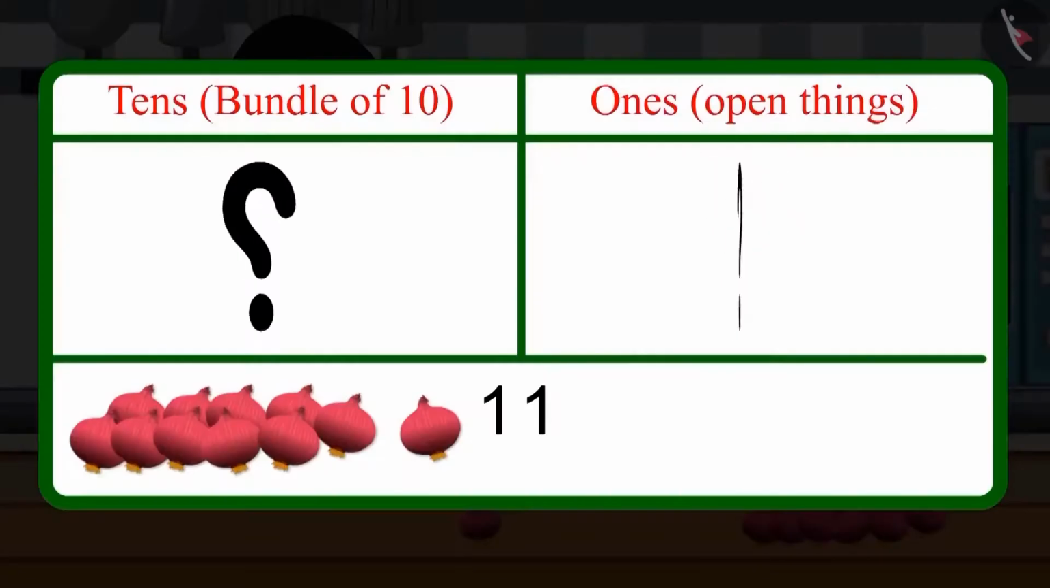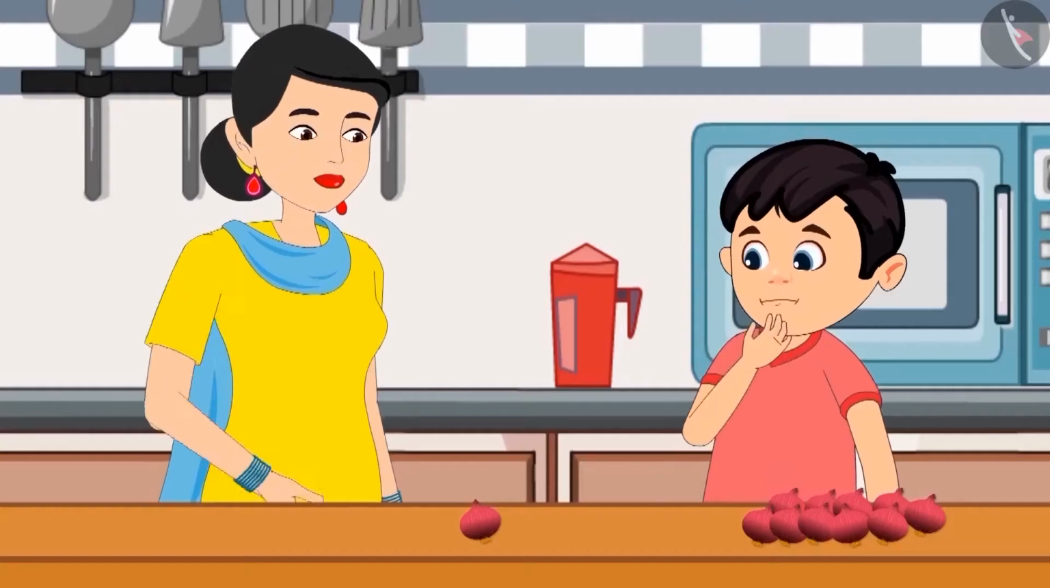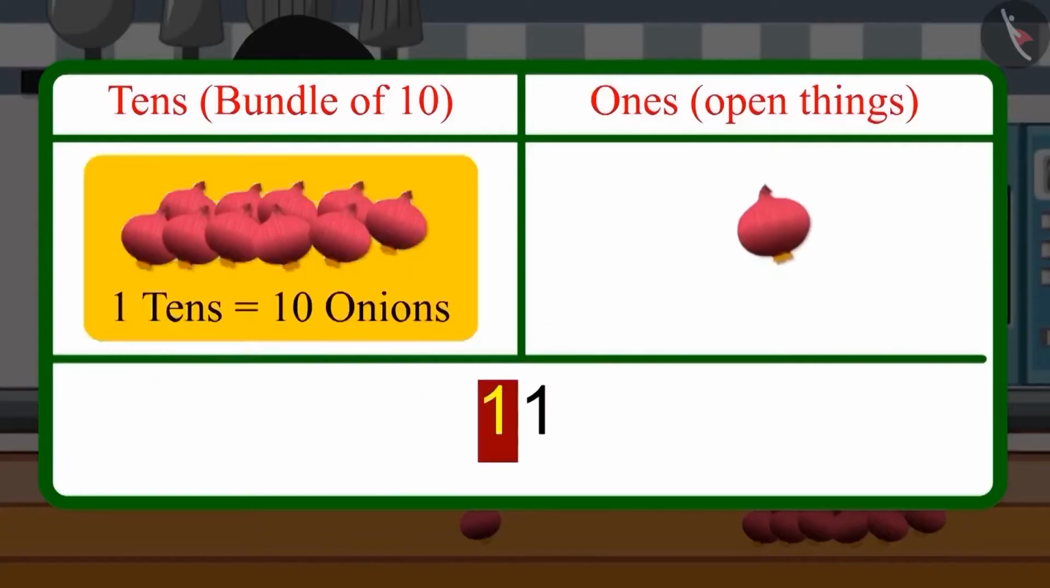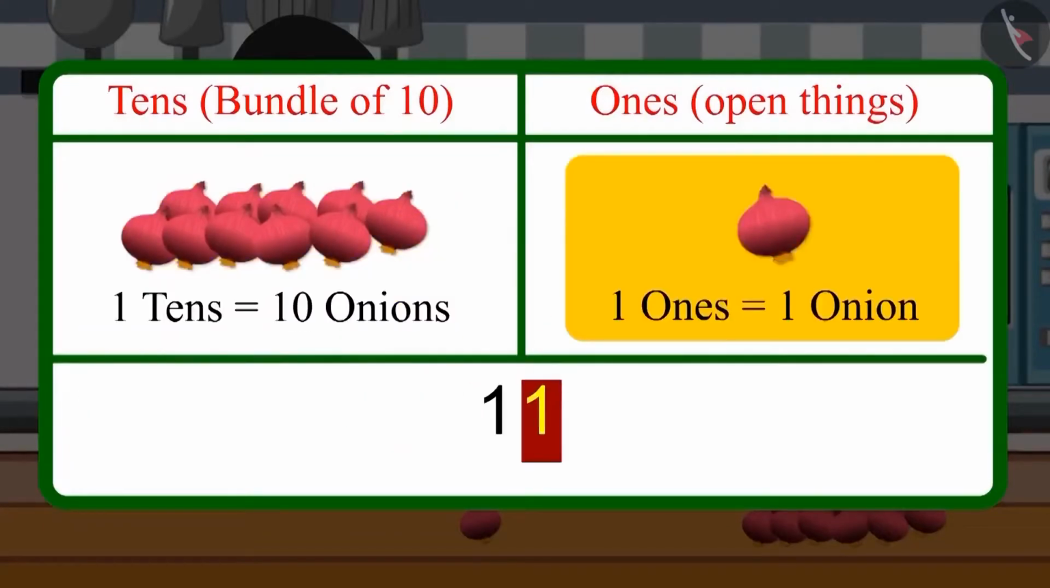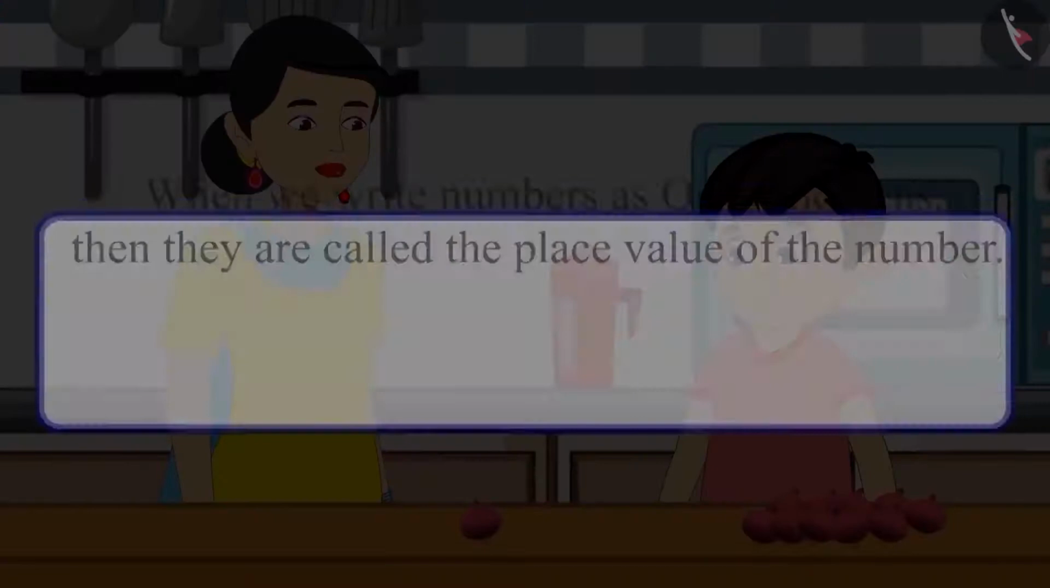So now can you tell me how many tens and ones are there in 11 onions? There would be 1 tens and 1 ones in 11 onions, isn't it, Mummy? Yes, Chotu, you are absolutely right.